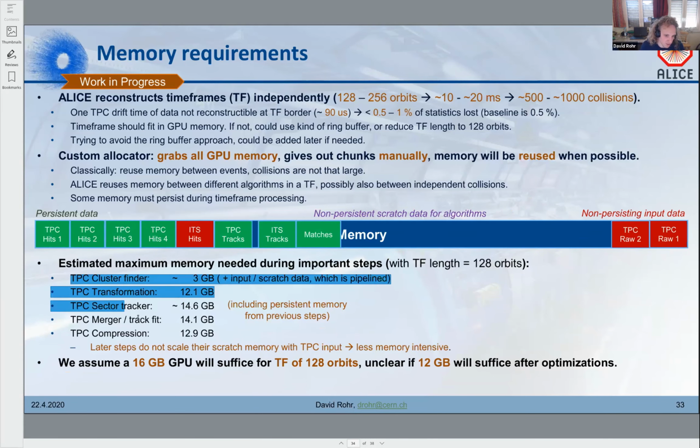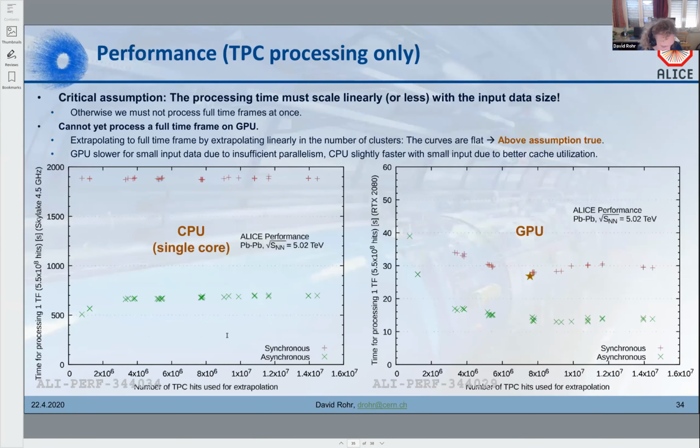What you see here is the amount of memory that we need on the GPU for the different steps. And this always includes the memory that is in this persistent store from before. So basically what we need is the maximum of this and not the sum. And with that, you see that we fit in 16 gigabytes of GPU memory for a time frame of 128 LHC orbits, which corresponds to 10 milliseconds. If we want to go for longer time frames, we would need more GPU memory.